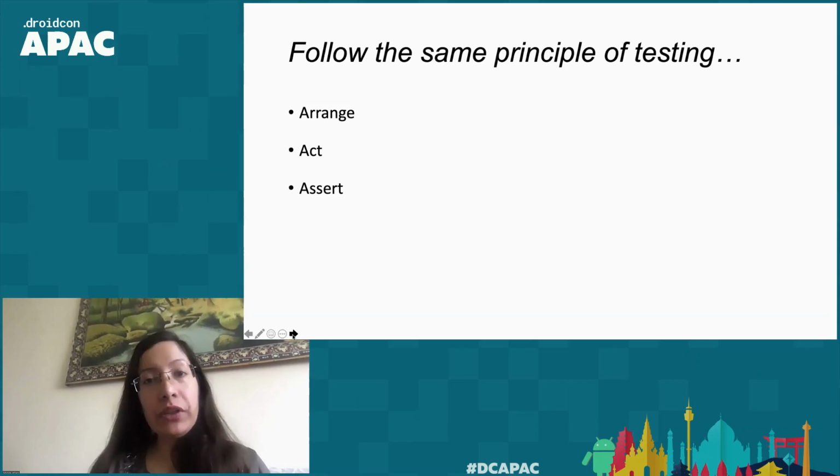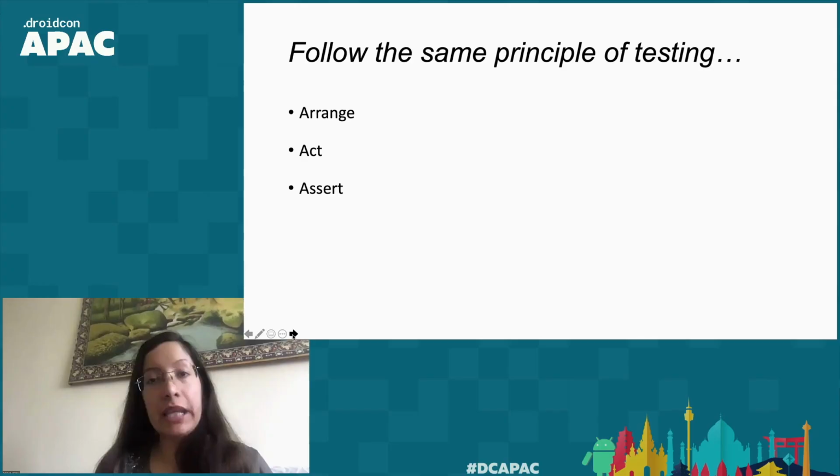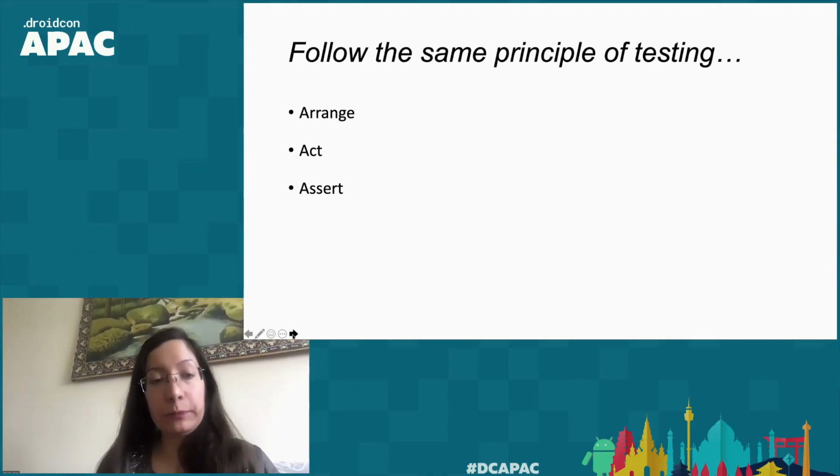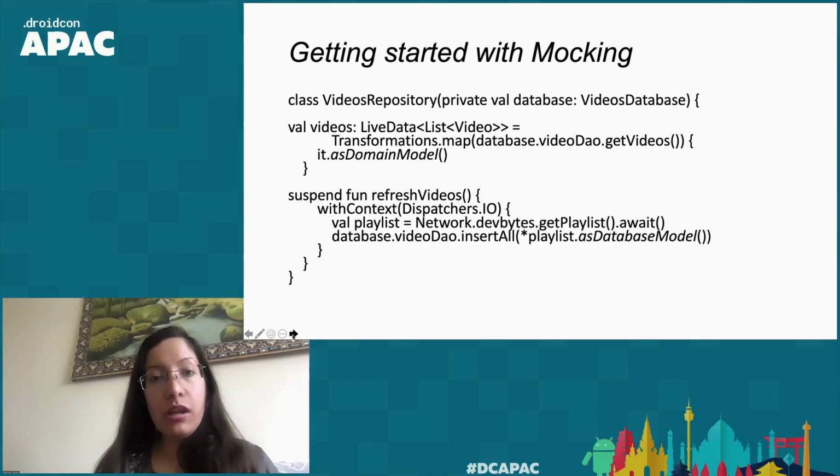MockK is a mocking framework, so while writing test cases using MockK, we follow the same principle of testing, that is, we arrange, act, and assert. For those who are new to testing, arrange is when you mock your data and arrange all of what you need for the test. Act is when you make the method calls, and in assert you verify whether your actual value matches the expected value or not. So let's get started with mocking.